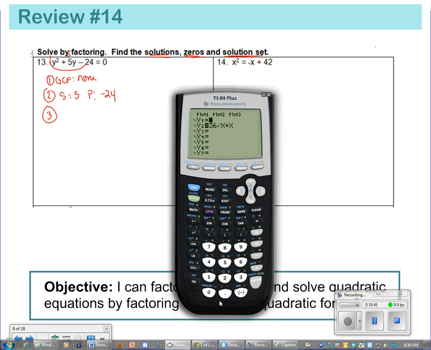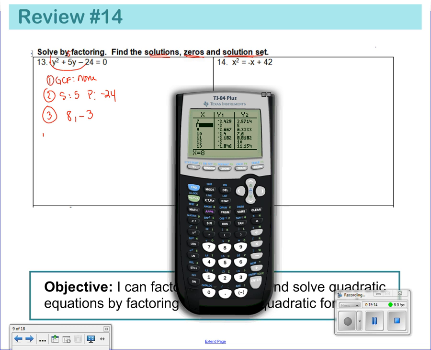We'll go to y equals, take my product, negative 24, divide by x, and in y2, again take the product, negative 24 divided by x, plus x. Let's go to the table, hit second graph. I'm going to look for my sum of 5 in y2. And I see the sum of 5 is in y2. So my two factors are 8 and negative 3.